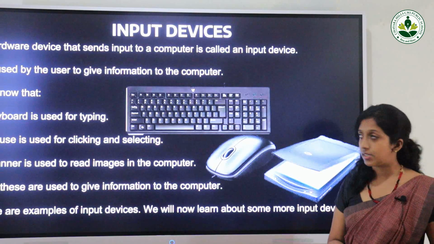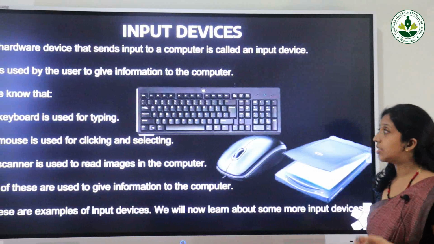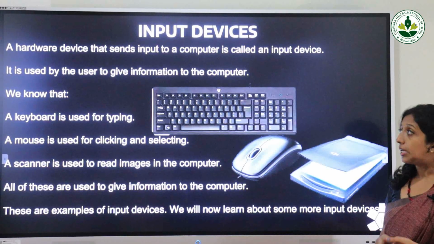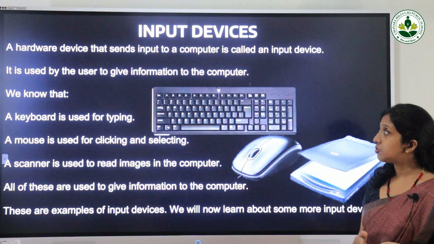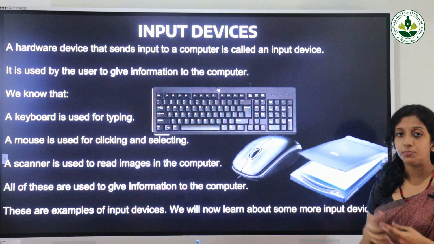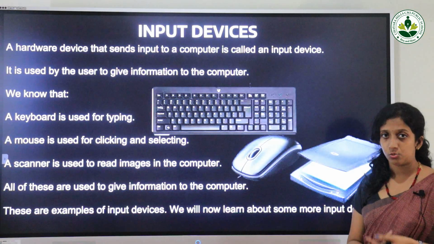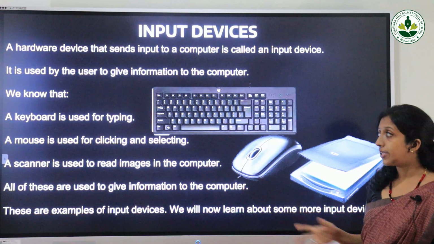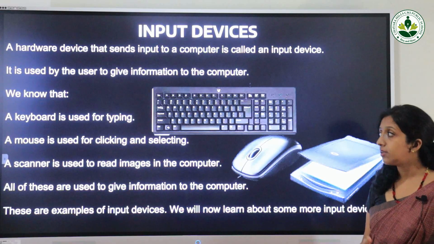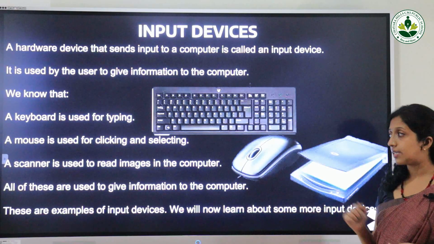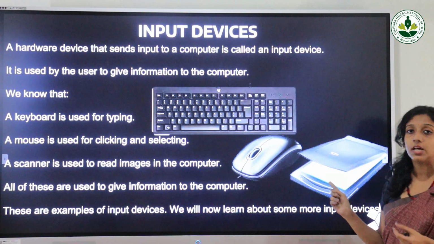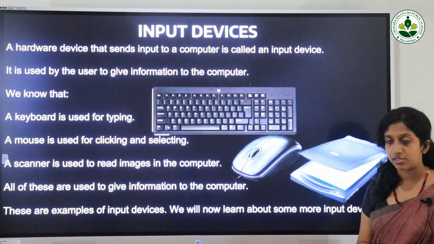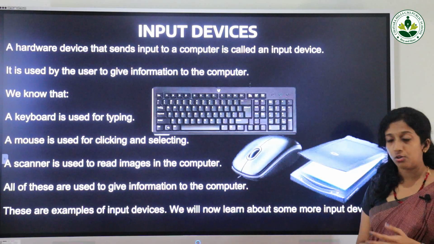Next is input devices. A hardware device that sends input to a computer is called an input device. It is used by the user to give information to the computer. We already know that a keyboard is used for typing, a mouse is used for clicking and selecting, and a scanner is used to read images into the computer. These are the commonly used input devices, and you all know that.